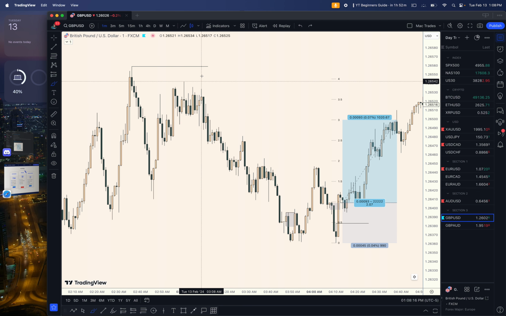I would have liked to see it correlate a little bit more with Euro USD, but the fact that we had divergence here did give us confirmation anyways.